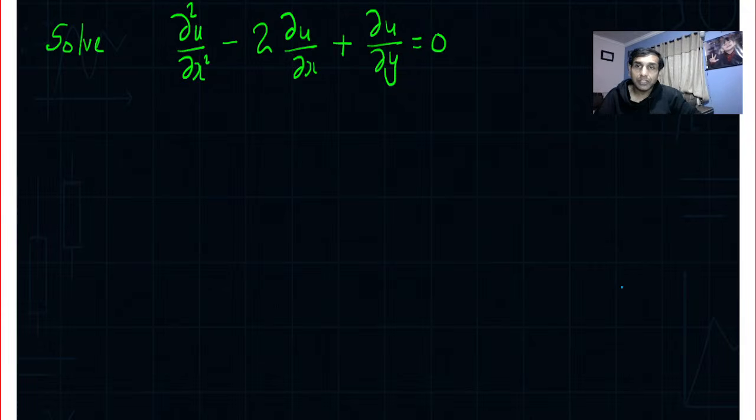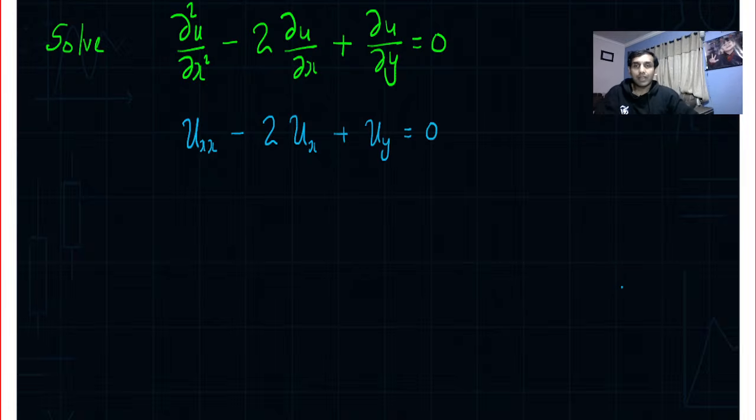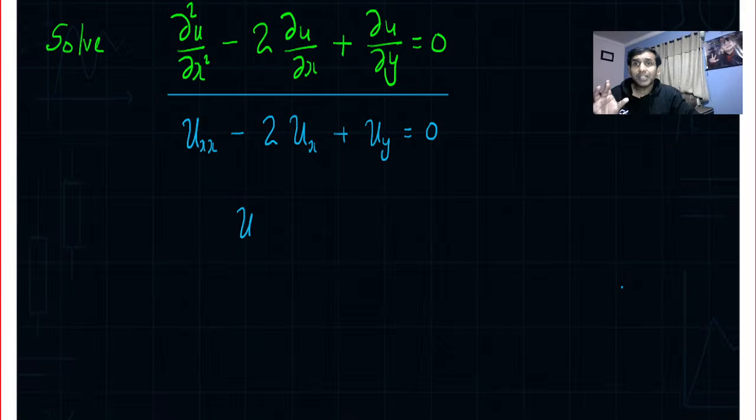Solve the differential equation u_xx, can you see? Del square u by del x square, the second order derivative, minus 2 u suffix x plus u_y equal to 0. Okay, so in every problem which is in the standard form, what we do is we write, let the solution be. Do you remember what a solution is? A solution is a function which will balance the equation. So I am going to write, let the solution be X multiplied by Y.